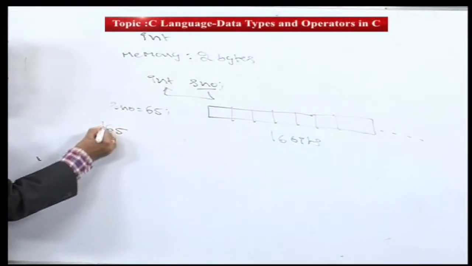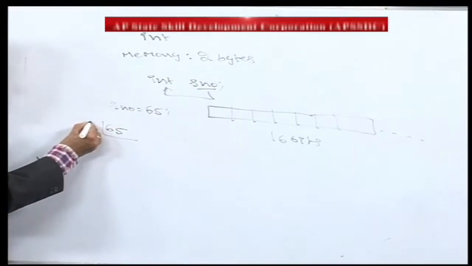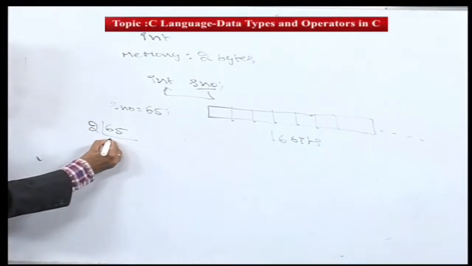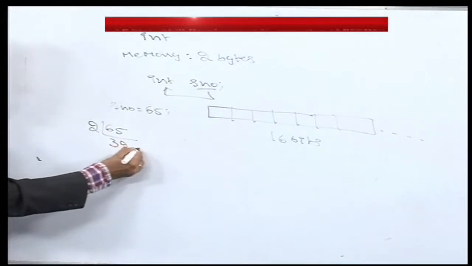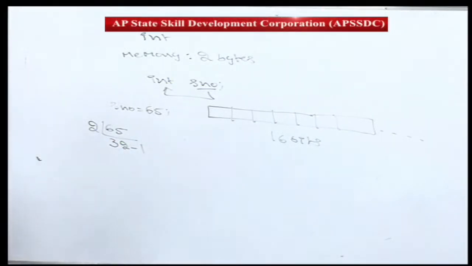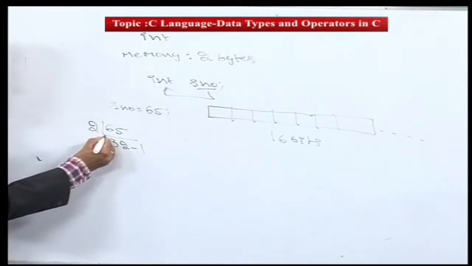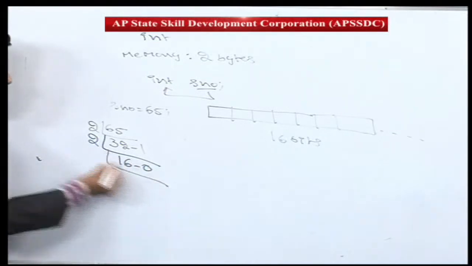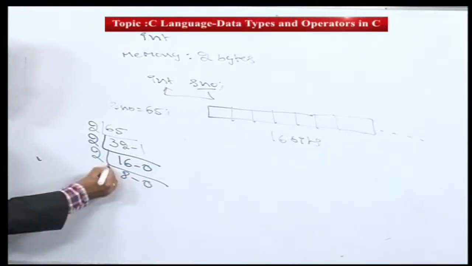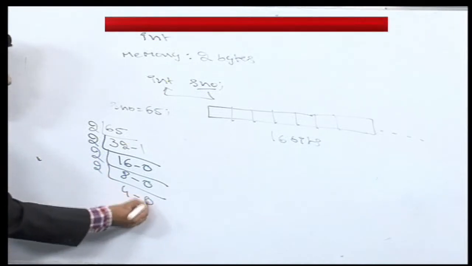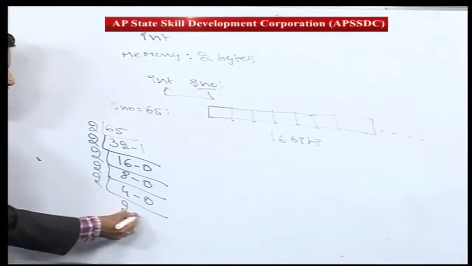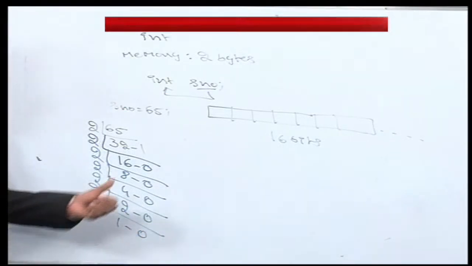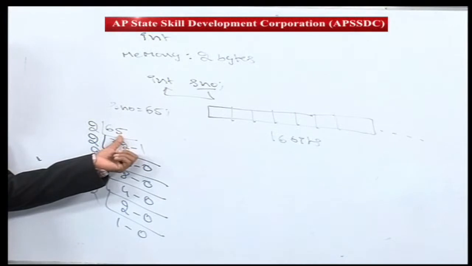How do we convert 65? 2 3s are 6, 2 2s are 4, remainder 1. Now 2 1s are 2, 16, remainder 0, 2 8s, remainder 0, 2 4s, remainder 0, 2 2s, remainder 0, 2 1s, remainder 0. Whenever I enter the number 65, it is converted to binary.